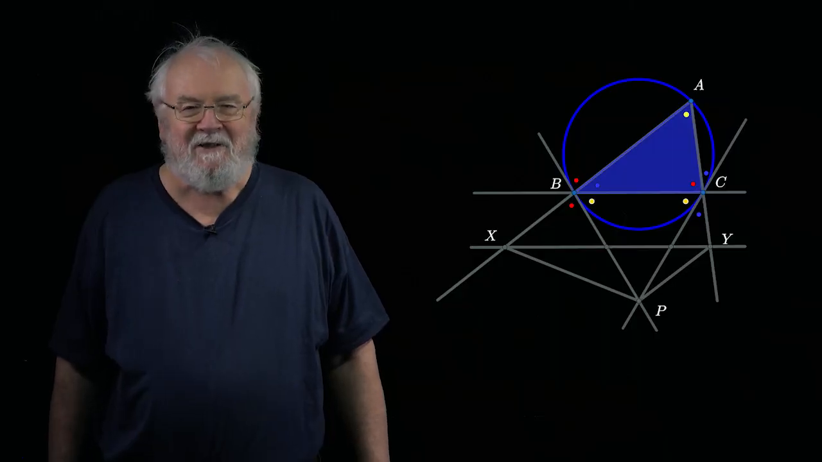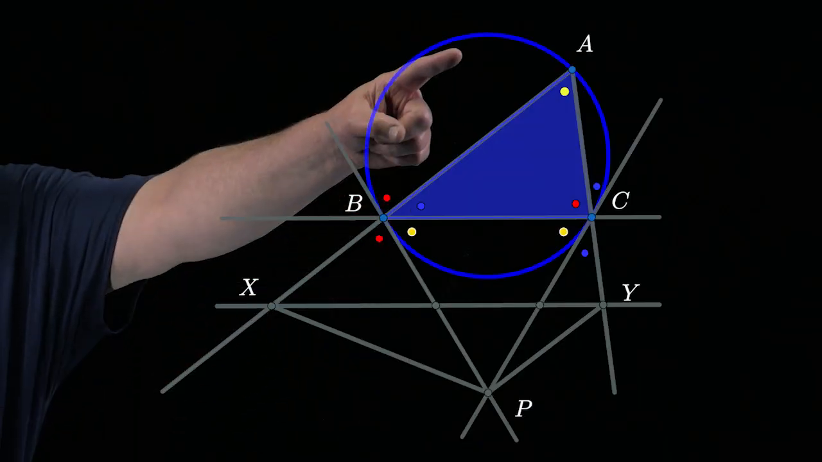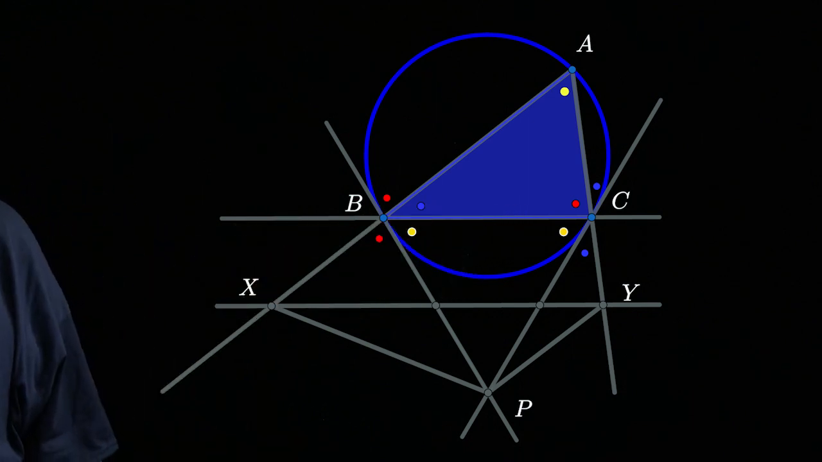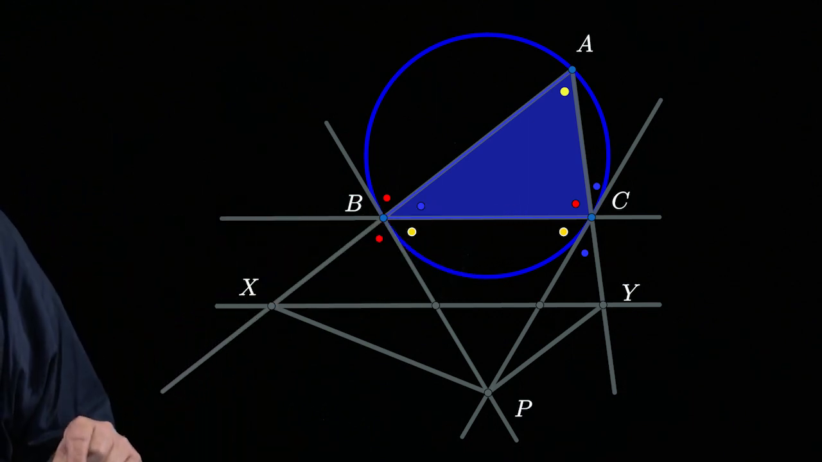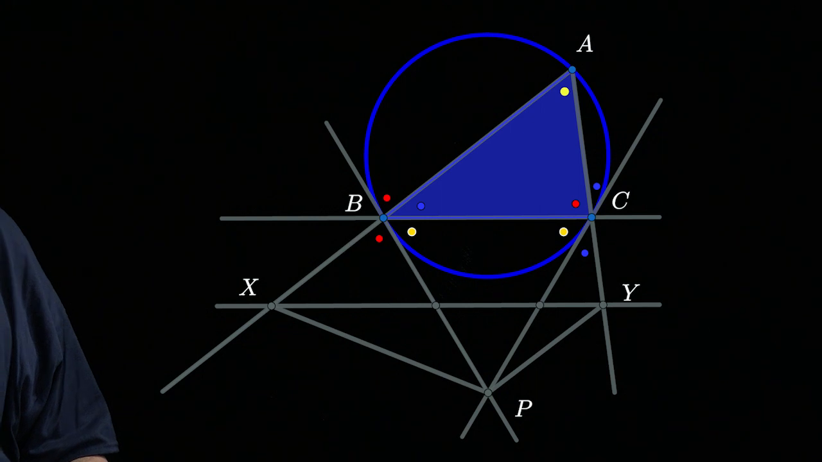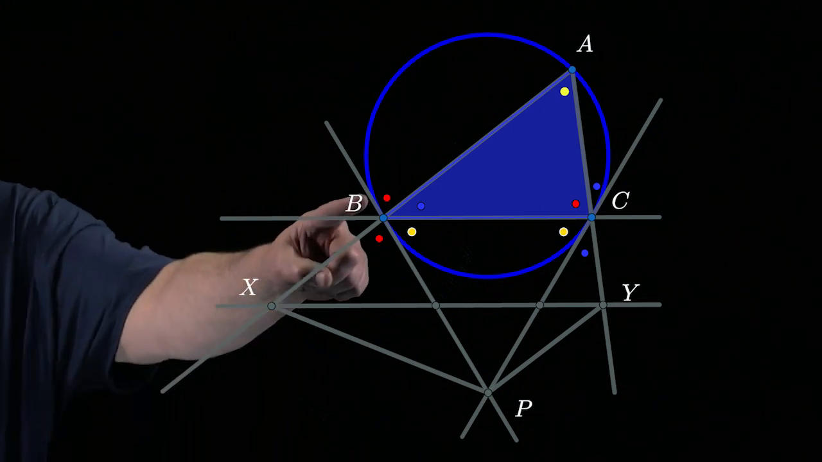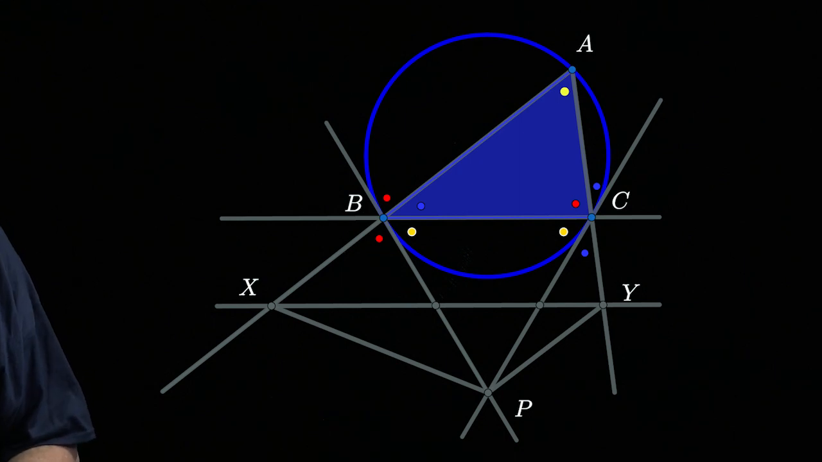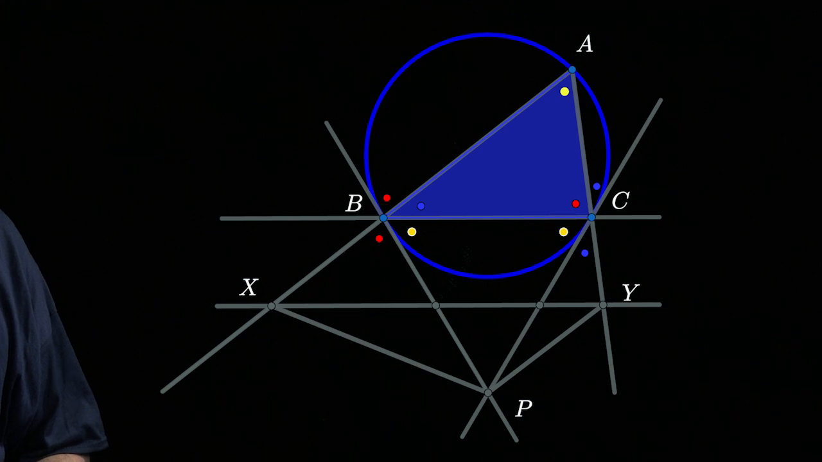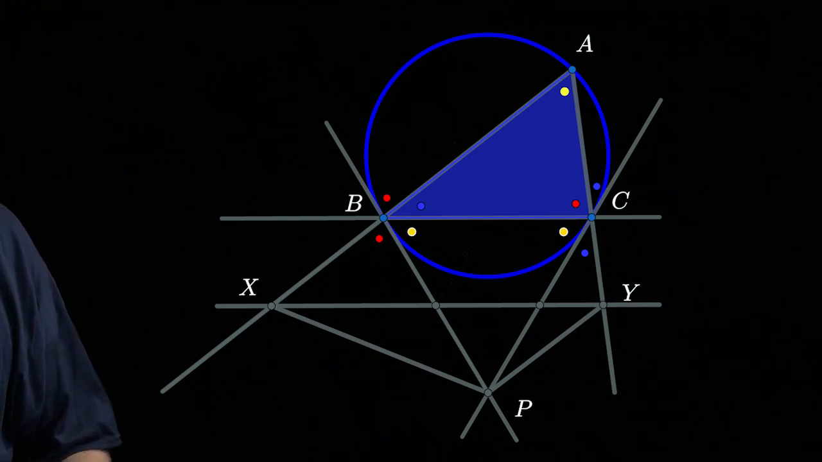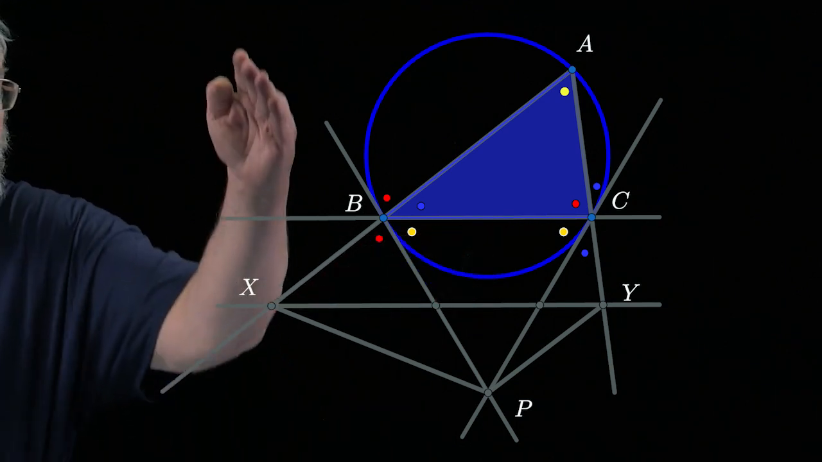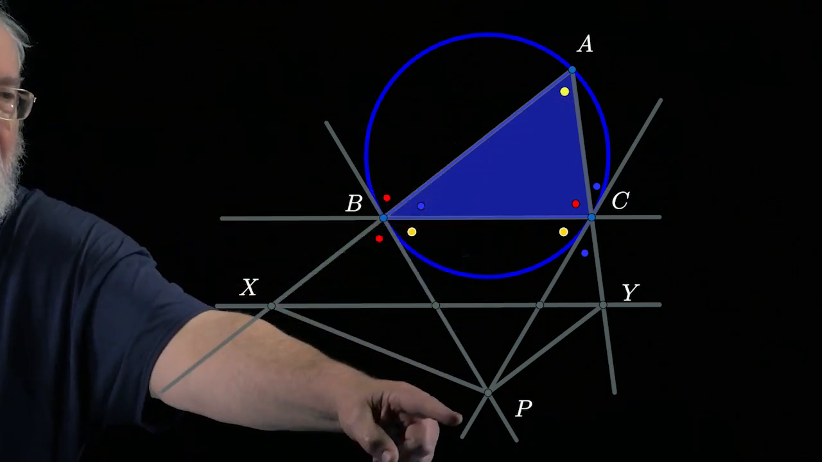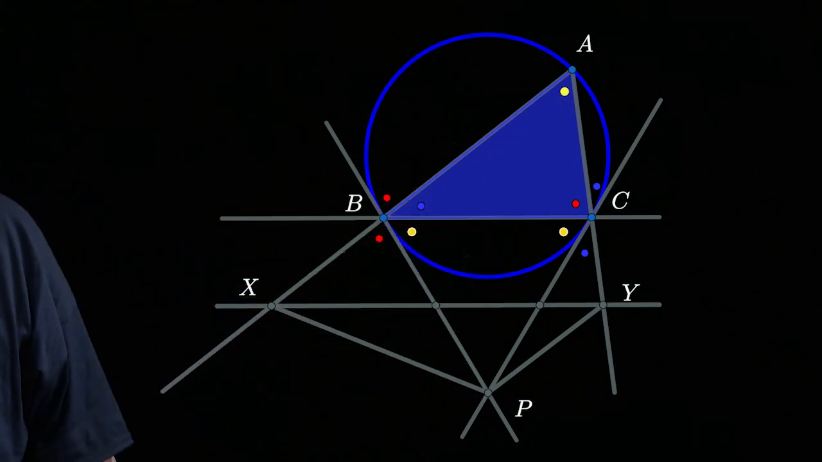So let's study this configuration. We have triangle ABC, and we've marked in its angles using dots. So there's yellow and blue and red. We've drawn its circumcircle, and then we have drawn the tangent lines to the circumcircle at B and at C. Those two tangent lines meet at a point we call P.